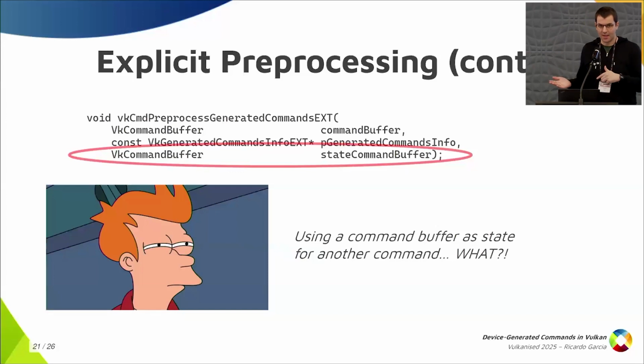So instead of that, the preprocess generated commands function takes an argument that is a state command buffer, and the specification tells you that this is a command buffer that needs to be in the recording state, and the preprocess step is going to read state from it. And this is the first time, and I think the only time in the specification, that something like this is done. So you may be puzzled about how exactly you use this, how you would pass this.